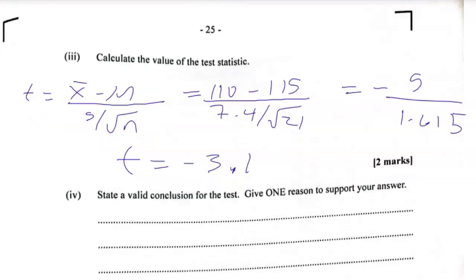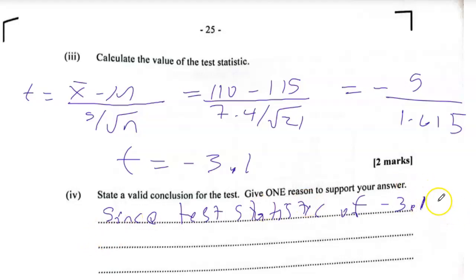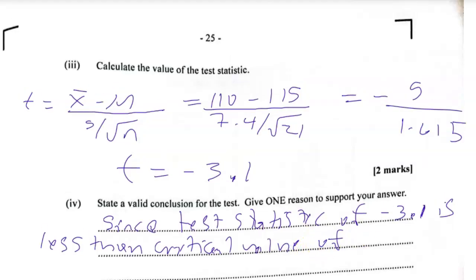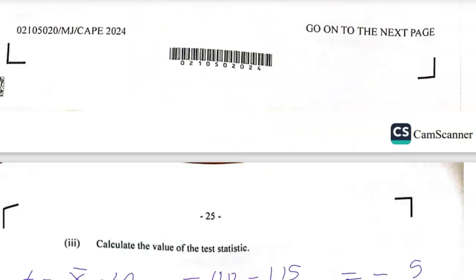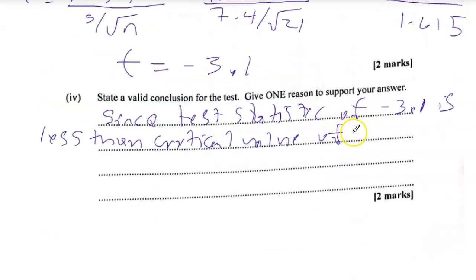And the conclusion: since the t value, the test statistic of -3.1, is less than the critical value, and remember the critical value was -1.725, our calculated test statistic falls within the critical region.